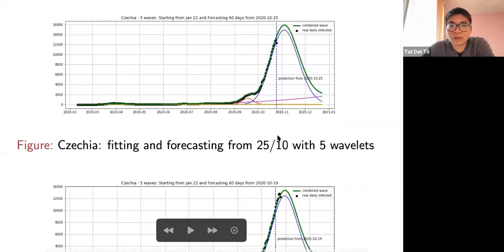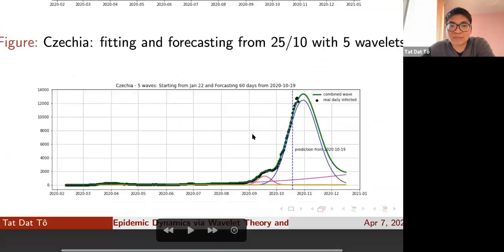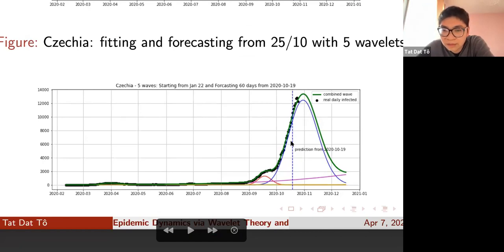Here, for example, I keep some data for validation, to see if our algorithm works well or not. I keep the data from the beginning of the epidemic until the 18th of October, and then use 1 week later for validation. The black dots here are the real data, and they are not in the training data, I mean the data for fitting the curve. So we do not use this data, but with respect to our forecasting it is quite close, right?